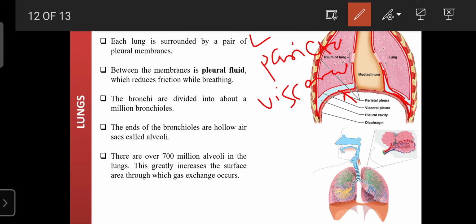And the bronchi are divided into millions of small branches, known as bronchioles. At the end of the bronchioles, a hollow air sac is present, known as the alveoli. Each end of a bronchiole has one air sac or air pouch, known as an alveolus. And there are around 700 million alveoli present in the lungs.